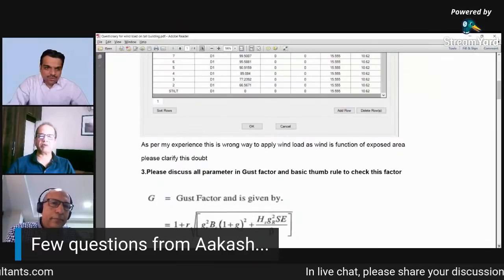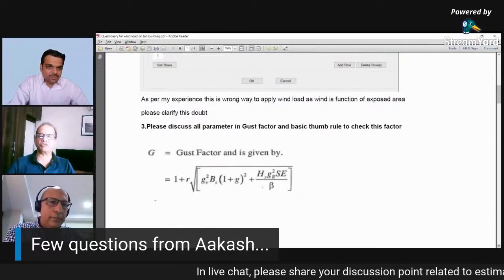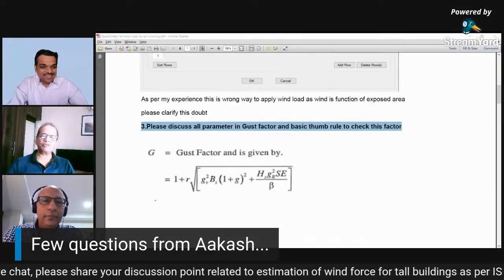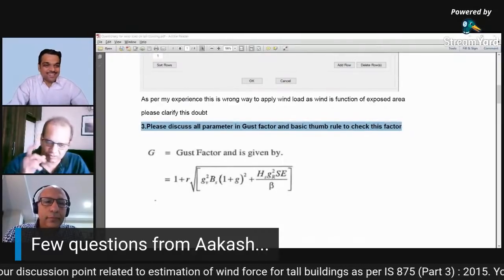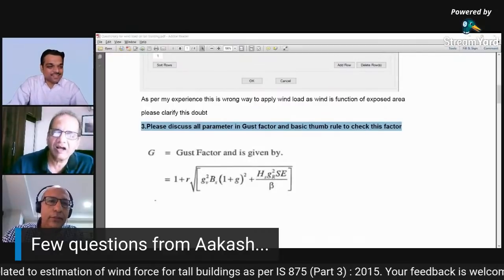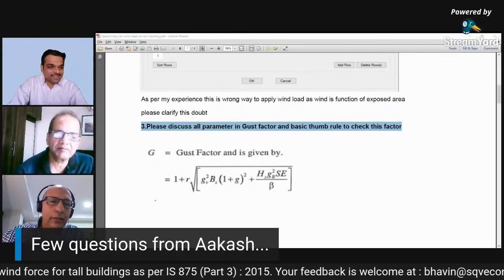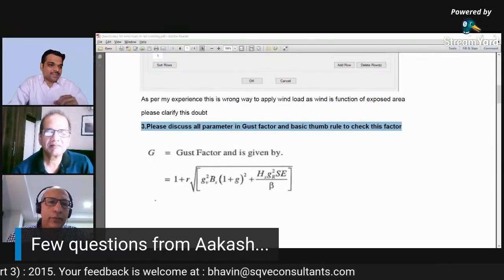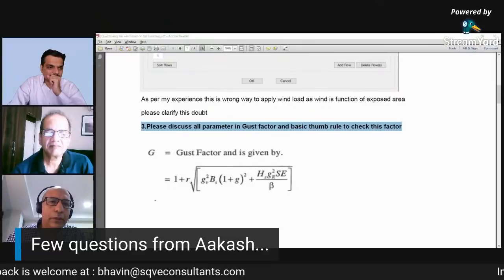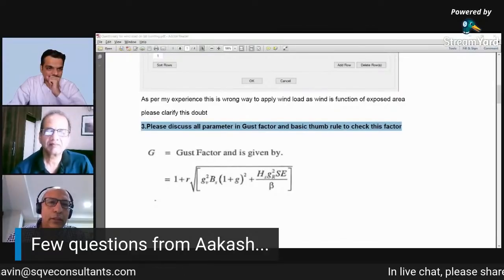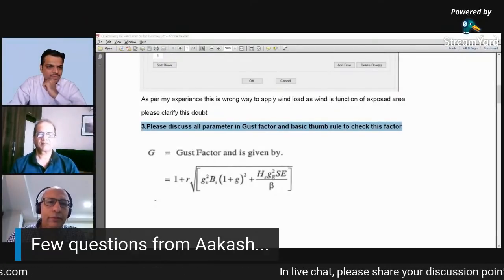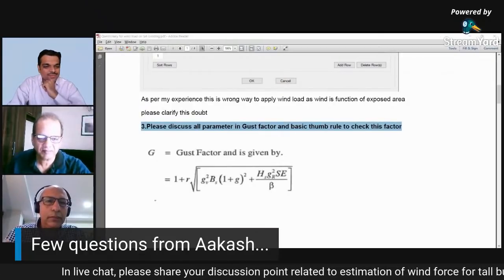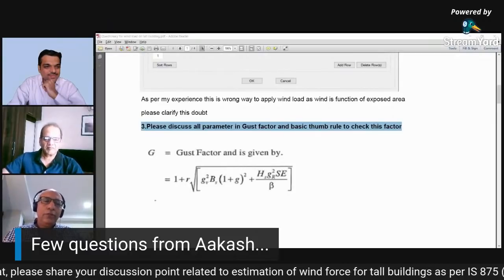Next question: please discuss all parameters in the gust factor and the basic thumb rule to check this factor. I would just give a background and then I'll request Tony to explain more. So this is the gust factor, and this gust factor method is applicable to the along wind response. The along wind response is affected by two very important mechanisms, or actually three.